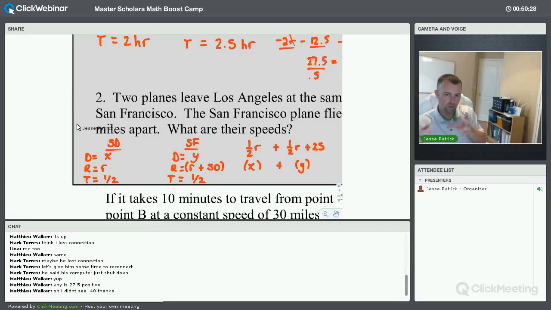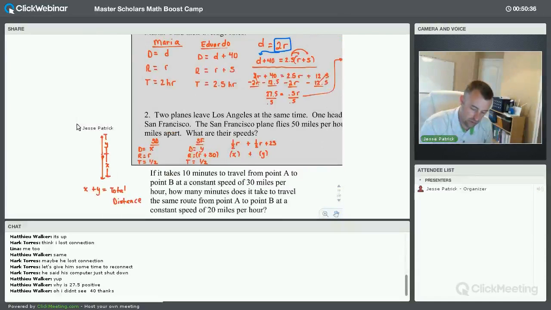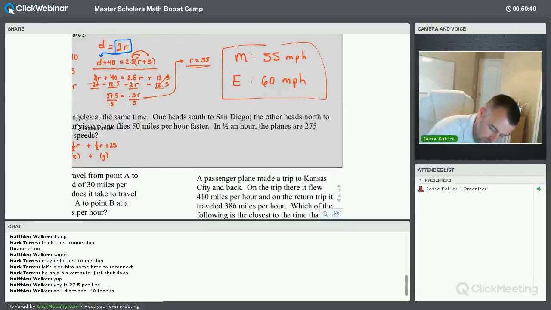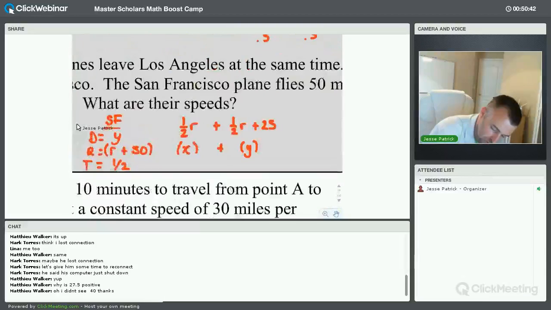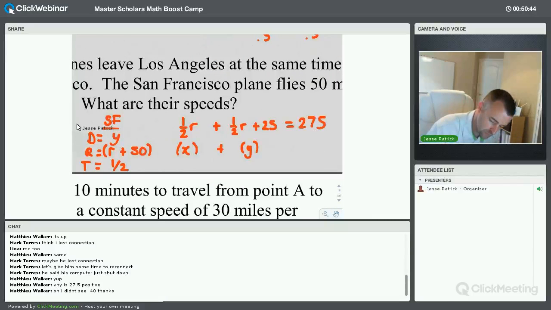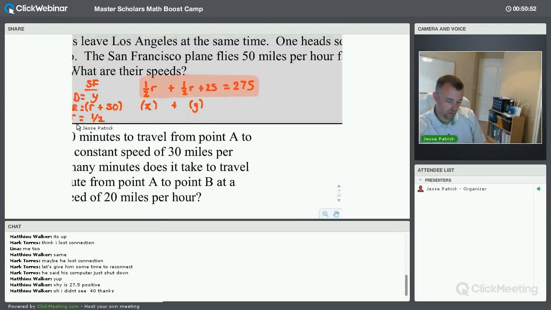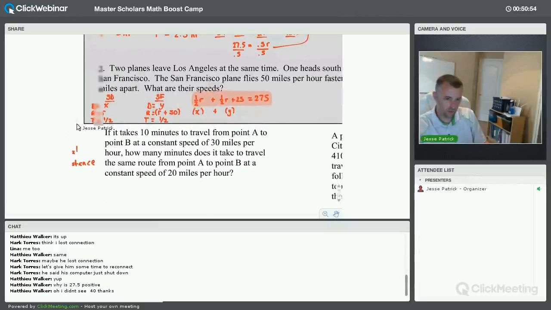Those both represent my distances because they're rate times time. And the nice thing is I know what those two equal if you add them up because they told me. It's 275 miles. So this equals 275. So this is where I'm at. Now that doesn't give me the answer, but notice the only variable that's left is R.